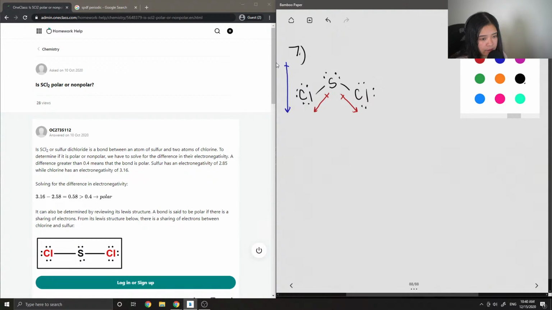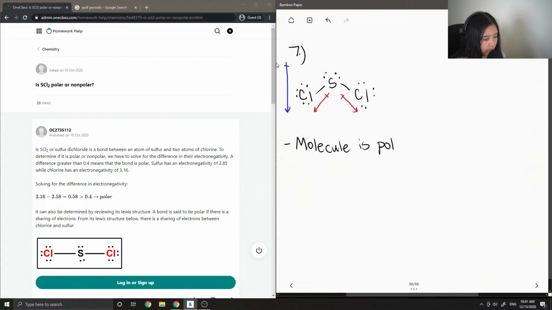So let me write down here that this molecule is polar. This is because the shape of the molecule is bent. We can see that it's bent because the central sulfur atom has these two lone pairs, causing it not to be symmetrical, so the chlorines don't cancel each other out. So it is bent from the lone pairs on sulfur.